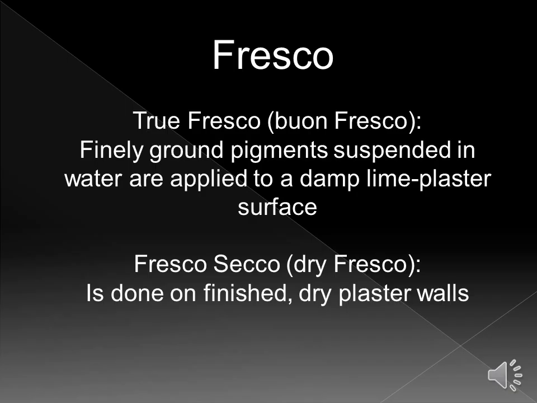Fresco. True fresco, also known as buon fresco, is finely ground pigments suspended in water that are applied to a damp lime plaster surface. Fresco secco, which is dry fresco, is done on finished dry plaster walls. Fresco has the tendency to last an extremely long time, as we can see from the ancient examples that still exist, but they have to be done very rapidly. Normally large frescoes are done in small segments in order to let everything dry. Sometimes your plaster can dry within half an hour, so you have to finish that particular section first.